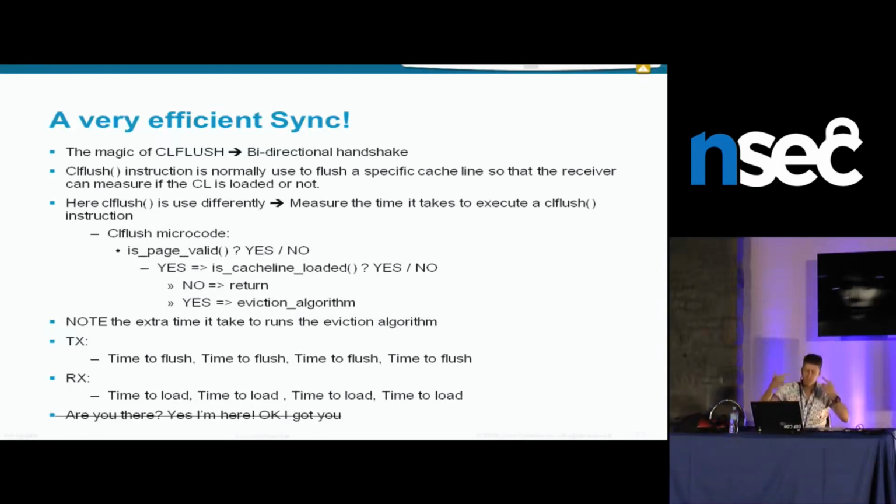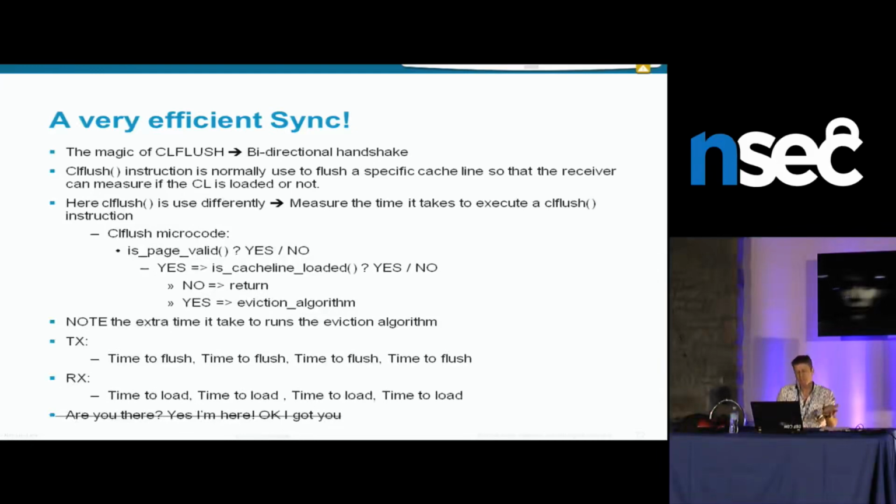If you think about the microcode, and this is just pure speculation, but it works with the model, the microcode of the CLFLUSH instruction probably first checks: is this page valid? Yes or no? Yes, it is valid. All right, next: is this cache line loaded or not? Yes or no? Well, no, return right away. That's the fast path. Yes, run the eviction algorithm. That's the slow path, okay?